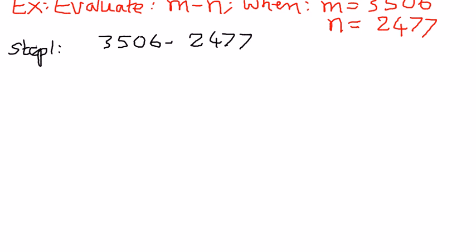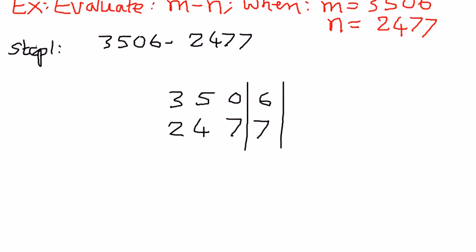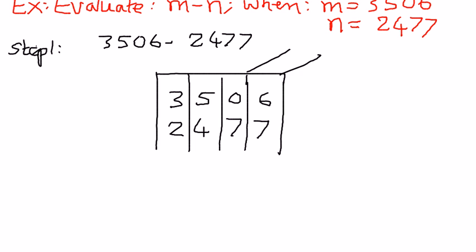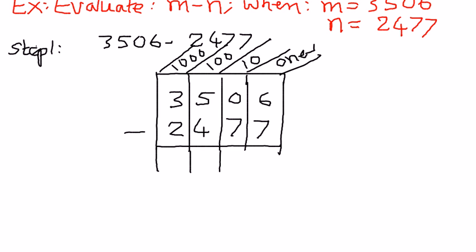So let's write the first number, 3506, and the second number is 2477. Now let us locate our place values here. The first column is the ones column, the second column is the tens column, the third column is the hundreds column, and the fourth column is the thousands column. And now we are ready to subtract 2477 from 3506. We're going to make a decision: if the number in the top row is less than the number in the bottom row, we're going to borrow from the next place value.